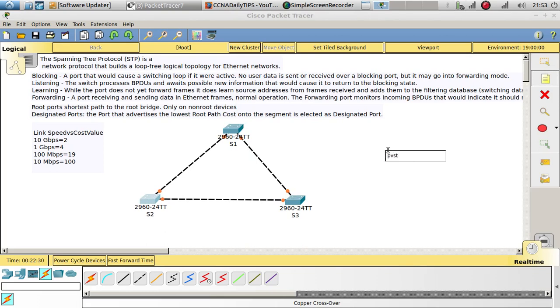PVST stands for per VLAN spanning tree protocol, and what that does is that a spanning tree is going to be defined per VLAN. But since we're only running one VLAN, which is VLAN 1, the only VLAN that they're going to argue about is going to be just VLAN 1.